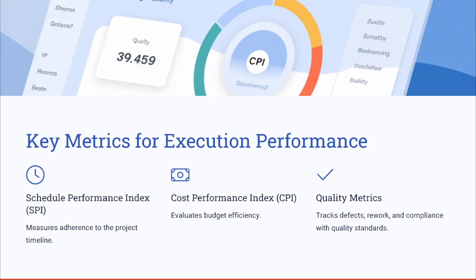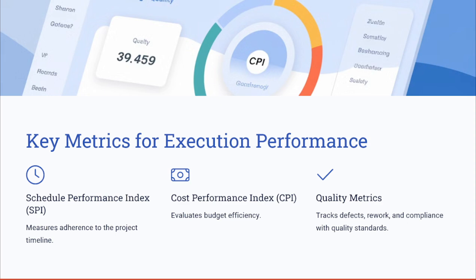The key metrics that can be used during the performance execution. To measure the execution performance, the project manager uses key metrics such as the SPI, which is the schedule performance index, and CPI, which is the cost performance index, which we are going to cover each of these in the monitoring phase. These indicators help assess whether the project is on track in terms of time and budget. Additionally, quality metrics ensure that the deliverables meet the stakeholder expectations.